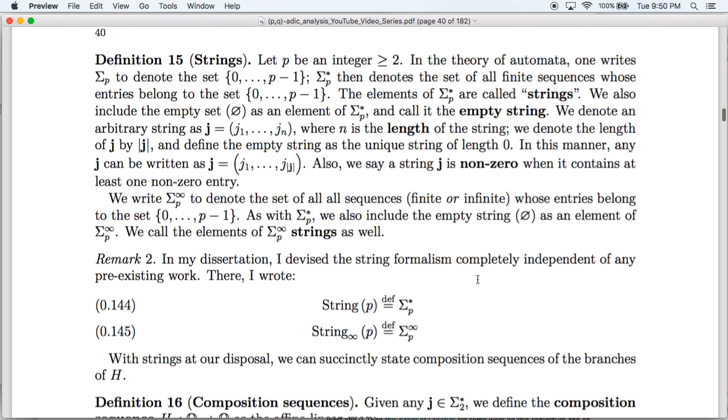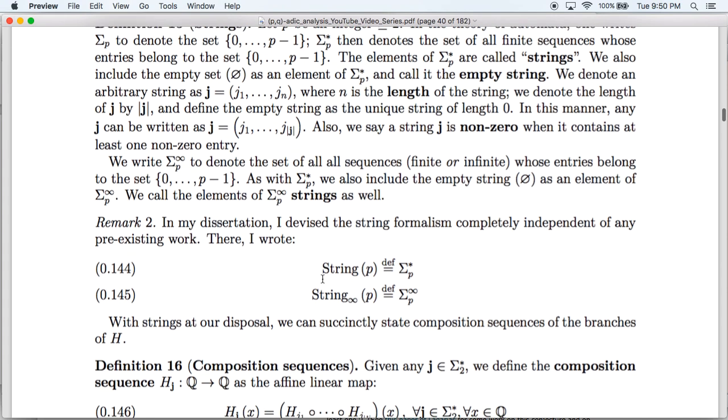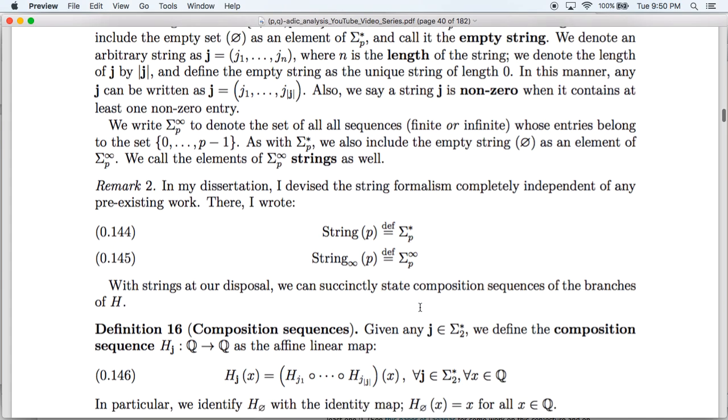When I wrote my dissertation, I was working in total isolation, and this is the notation that I used in my dissertation. It's still there. This is the conversion: string p, string infinity p. So with strings at our disposal, we can succinctly state composition sequences of the branches of H.